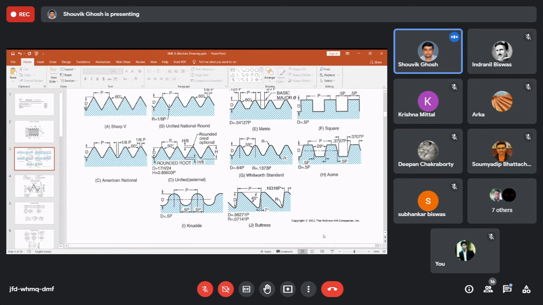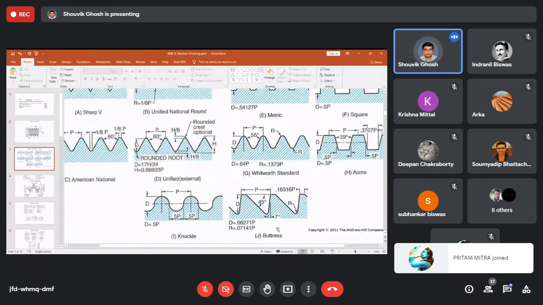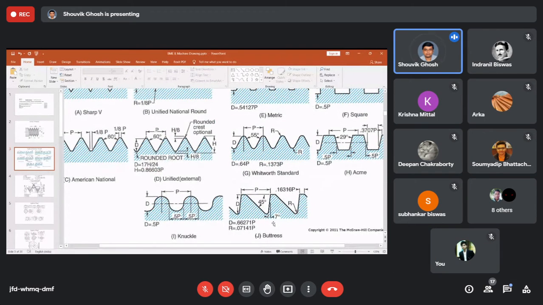Okay, next is the buttress thread. In buttress thread you will find a very different thing. There are two angles, you can see two angles are given over here. One is at 45 degree with the crest, another one is at 7 degree with the normal to the axis. Okay, one at 45 degrees and one at 7 degrees, and this radius, this curvature radius is equivalent to 0.07141 p.